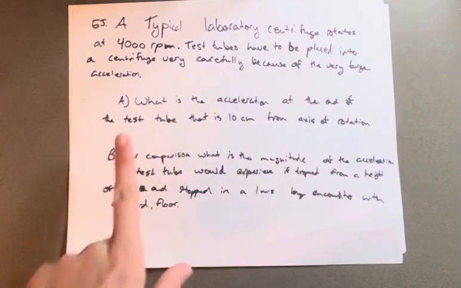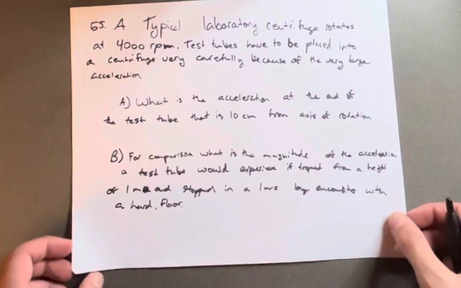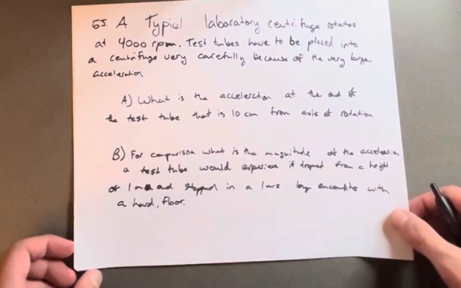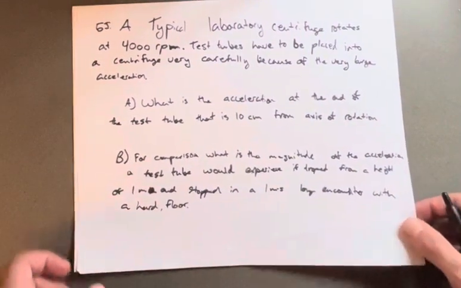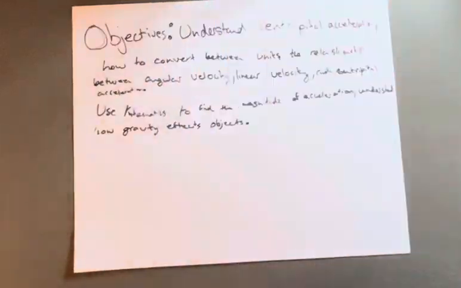We have two parts. A: What is the acceleration at the end of the test tube that is 10 centimeters from the axis of rotation? B: For comparison, what is the magnitude of the acceleration a test tube would experience if dropped from a height of 1 meter and stopped in a 1 millisecond long encounter with the hard floor?